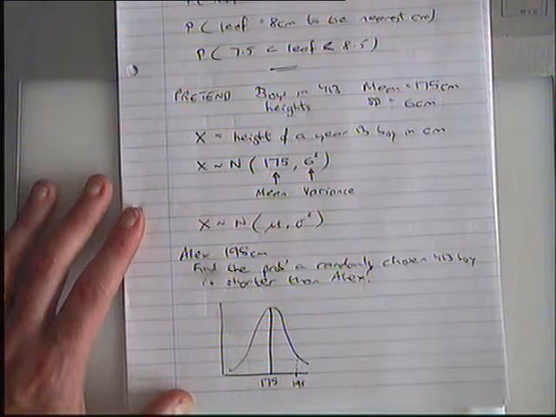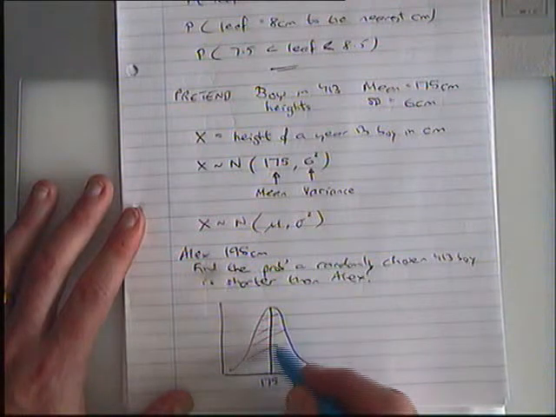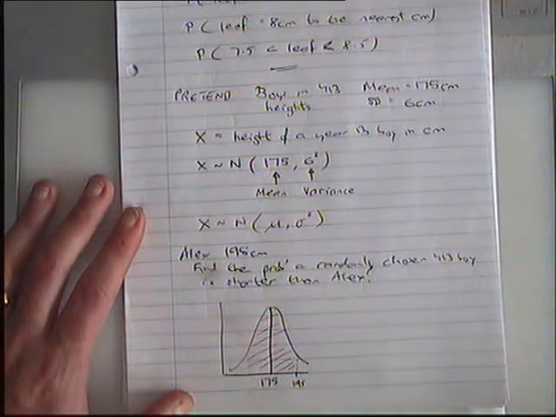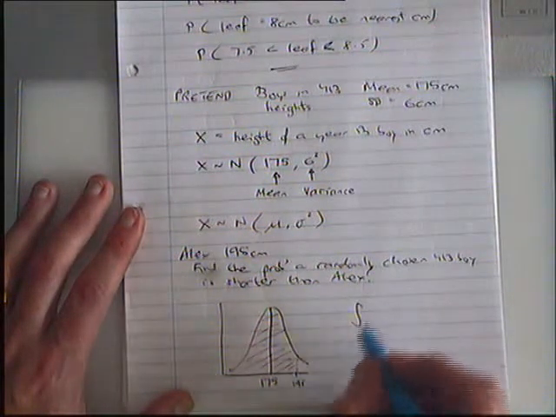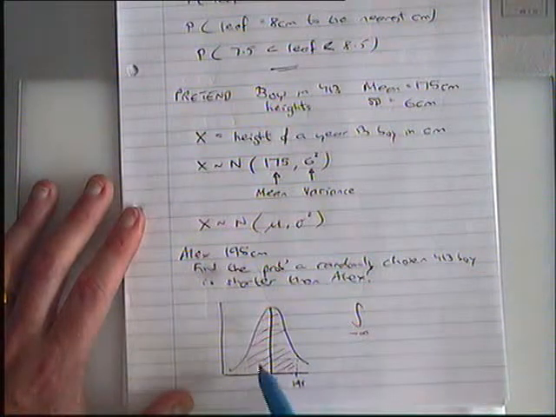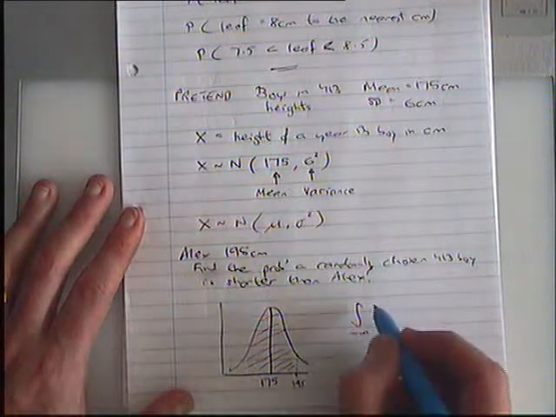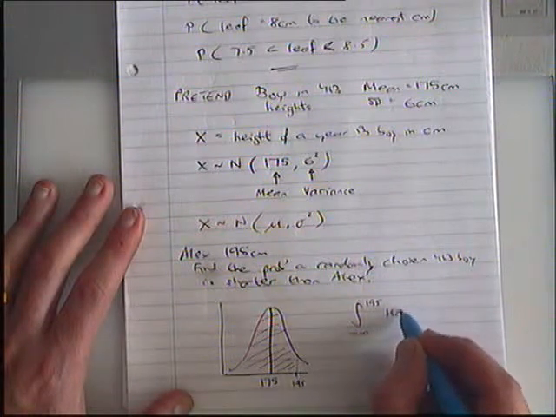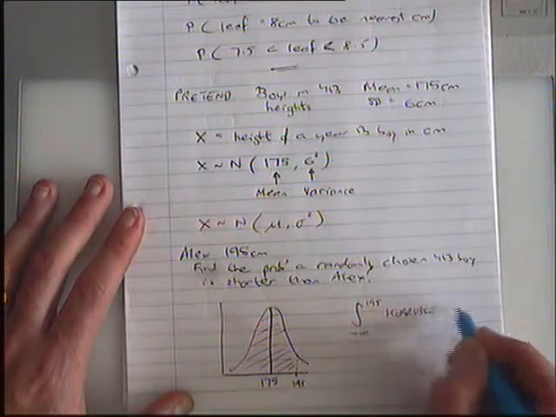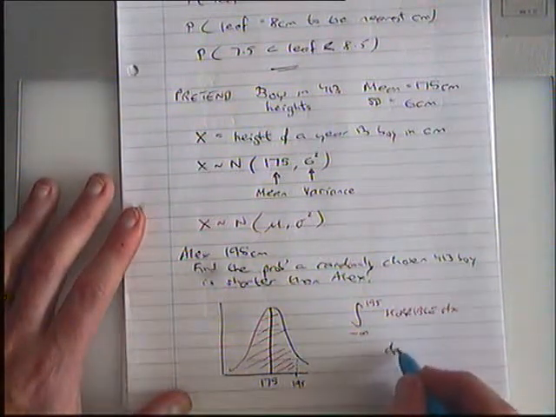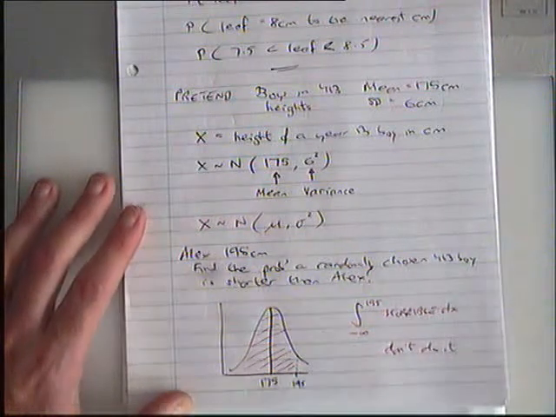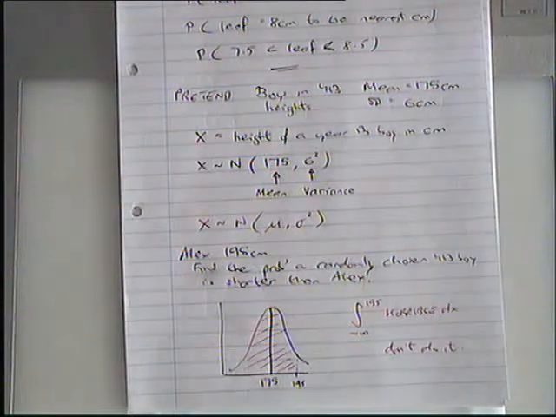So to find the probability that a randomly chosen year 13 boy is shorter than Alex, we want this area here, which is the integral between minus infinity, because this never actually touches the axis, and 195 of that horrible thing we saw earlier. And we don't do it, because it's too horrible to even contemplate doing it. And at that point I'm going to stop this and start another video.